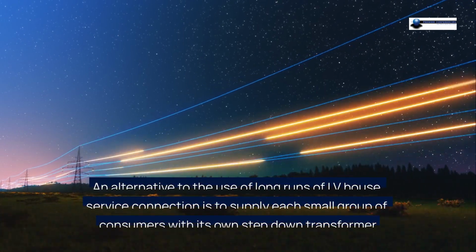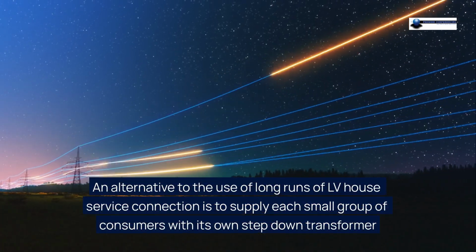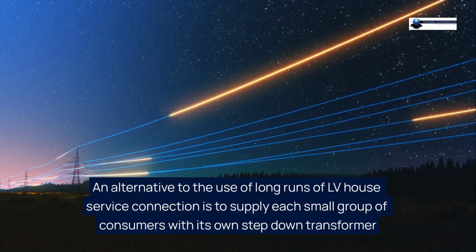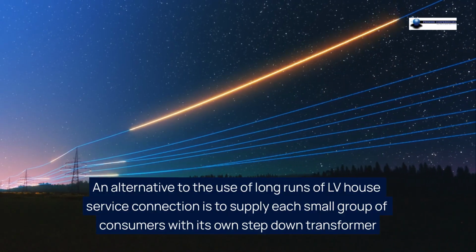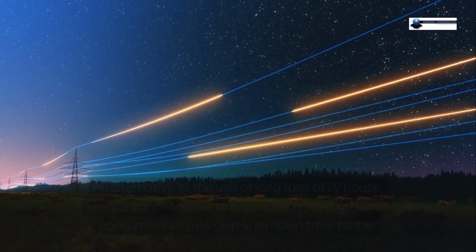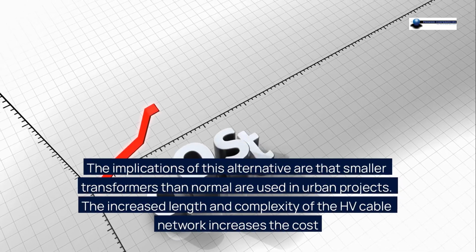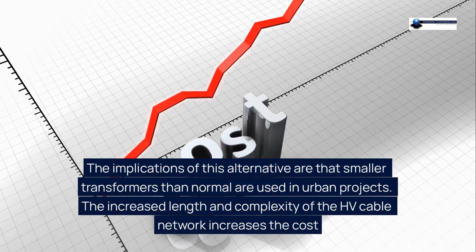An alternative to the use of long runs of LV house service connection is to supply each small group of consumers with its own step-down transformer. The implications of this alternative are that smaller transformers than normal are used in urban projects.